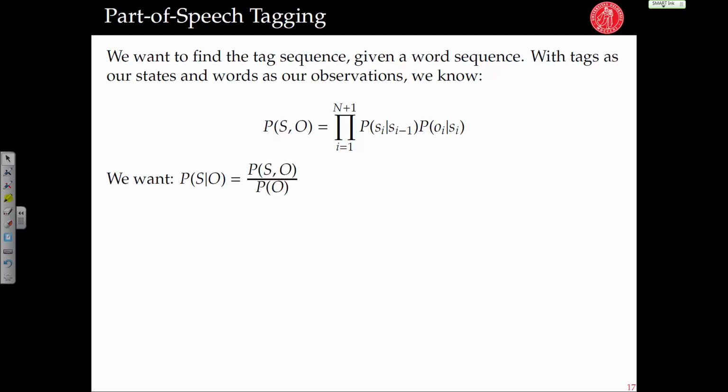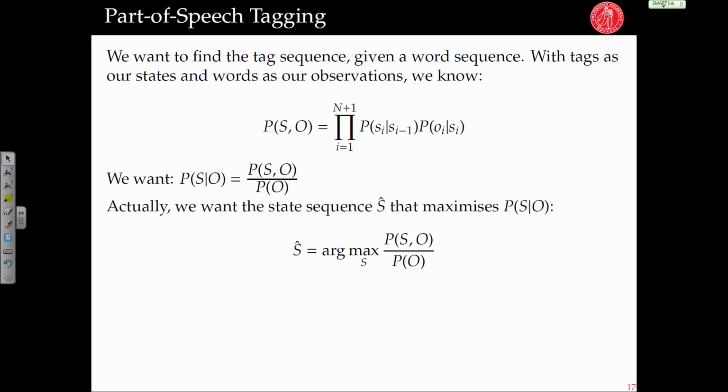We know that we can write this term as the joint probability of S and O normalized by the probability of O. This is per the definition of conditional probability. So then our problem can be rewritten as follows. We want to find the state sequence S that maximizes the probability of S given O, which means we want to maximize this fraction here.